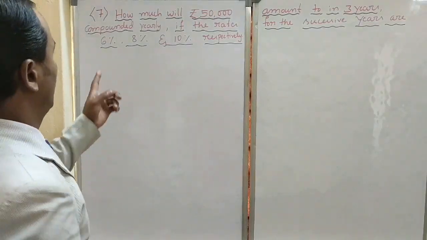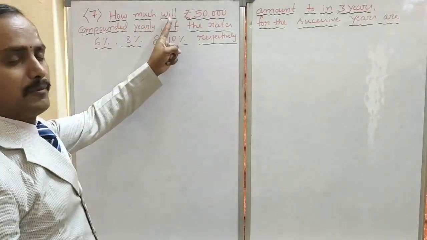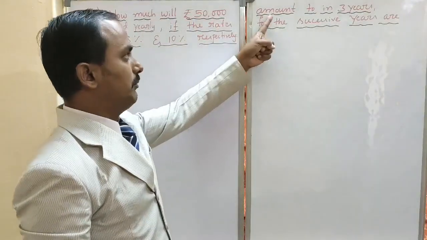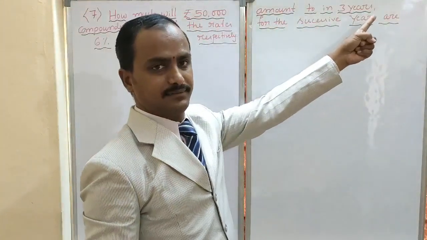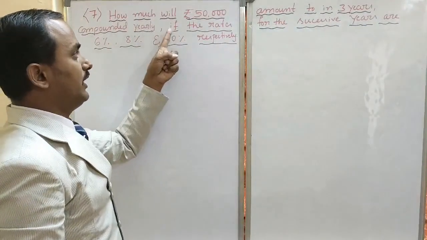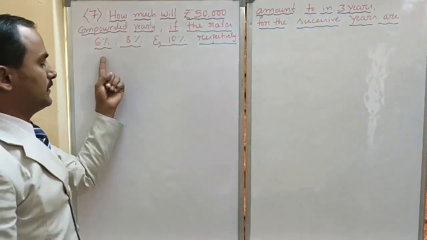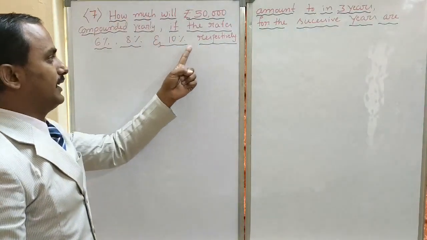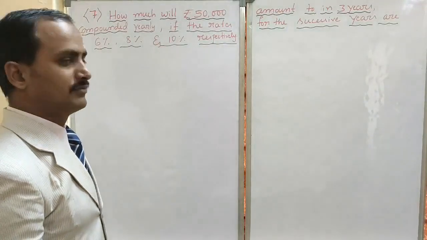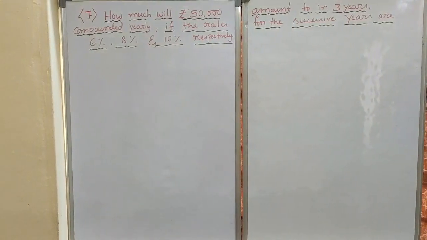Dear children, seventh problem, I will explain the question first. How much will rupees 50,000 amount to in 3 years, compounded yearly, if the rates for the successive years are 6%, 8% and 10% respectively? Understand the question? Observe the question carefully.